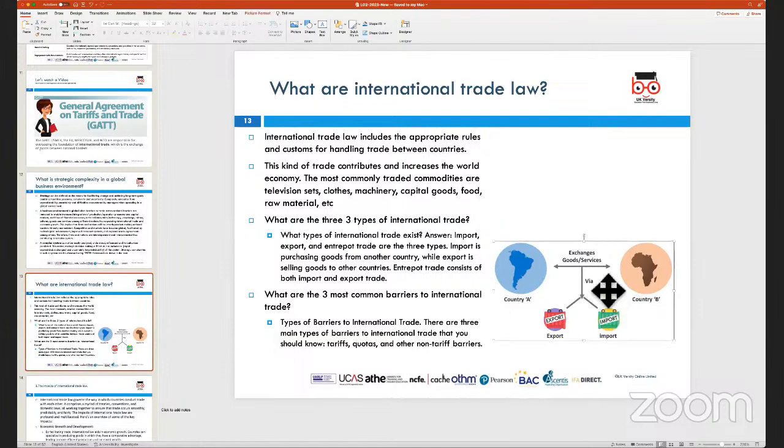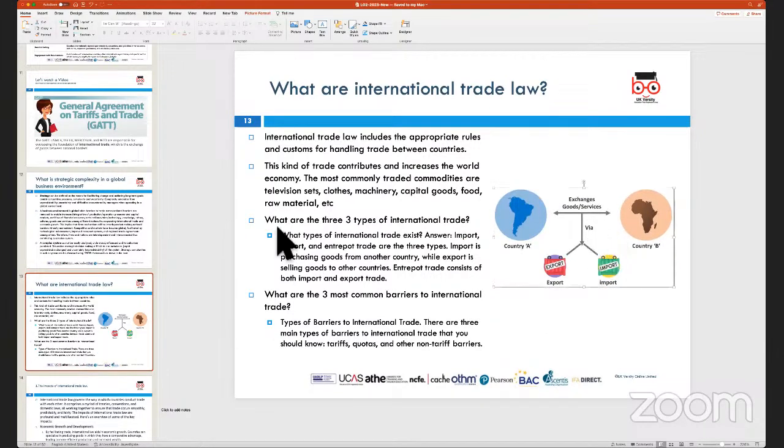Now, one of the things that we also need to look at in this particular learning outcome is international trade law. Now, what is international trade law? If we look at just the very basic definition of it, international trade law is a law which basically creates a set of rules which allows goods to travel freely between different nations.